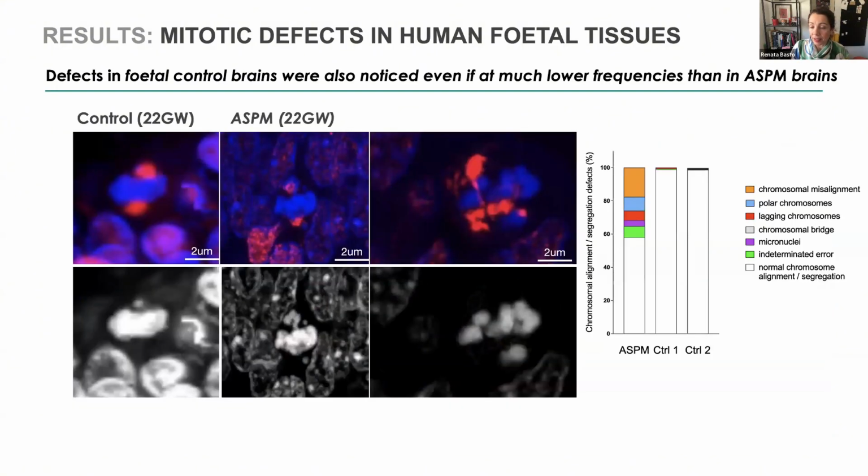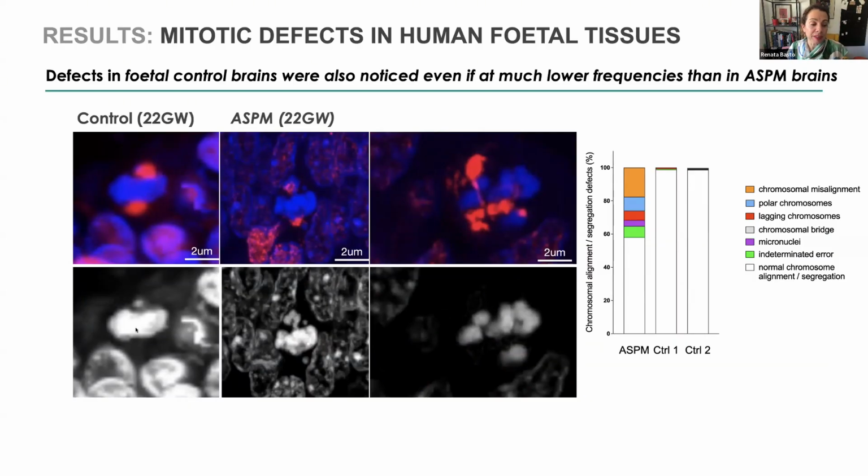It was actually obvious that if we focus on ASPM brains, these are taken from 22 gestational weeks, we can see very abnormal configurations, not only of anaphases that we don't even know how to describe, they look very abnormal, maybe multipolar, but also bipolar metaphases where we can see chromosomes localized at the poles and also not congressed at the metaphase plate. The surprise came also in controls.